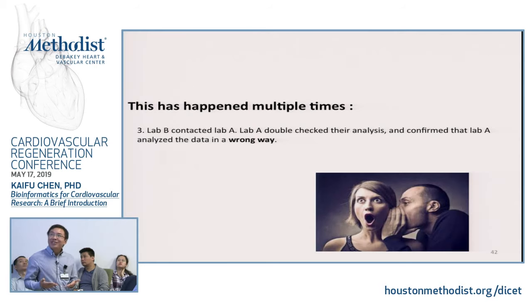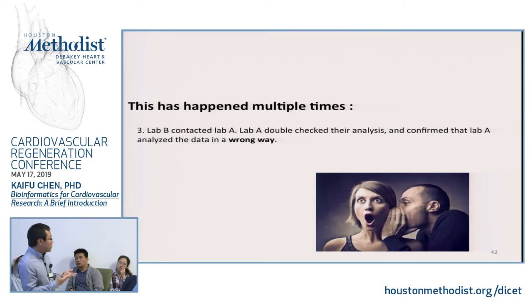They will immediately recheck their analysis and so on. And this happened sometimes. Lab A found and confirmed that they analyzed data in a wrong way. For example, sometimes they just use a different statistical method. For example, in our case, the lab should use Spearman correlation, but actually they used the Pearson correlation.